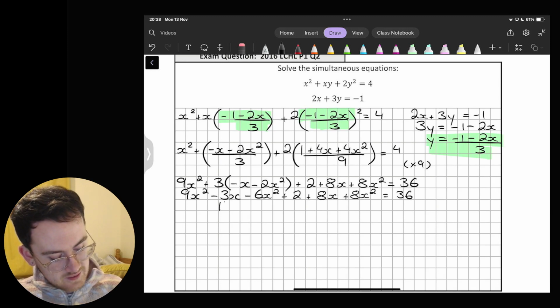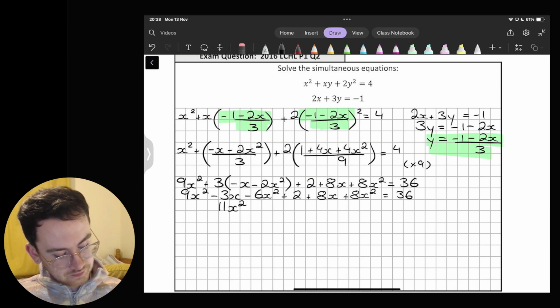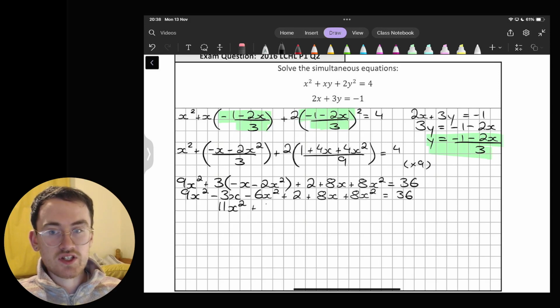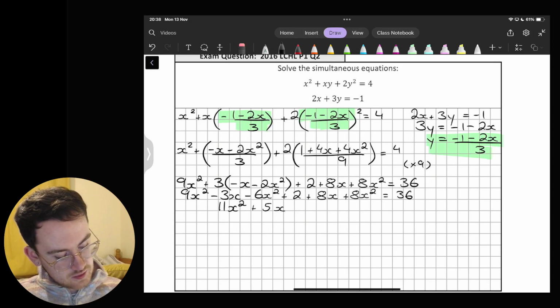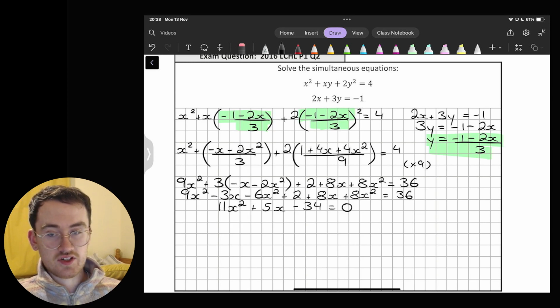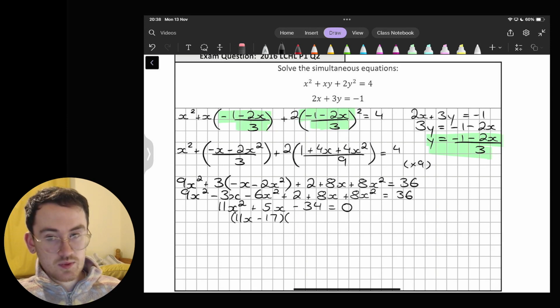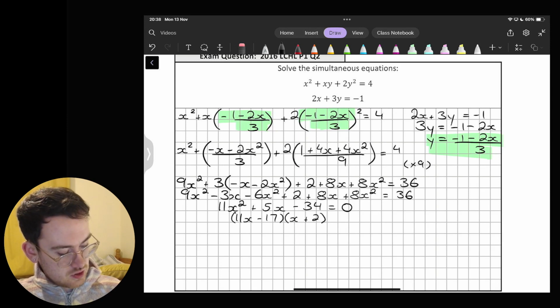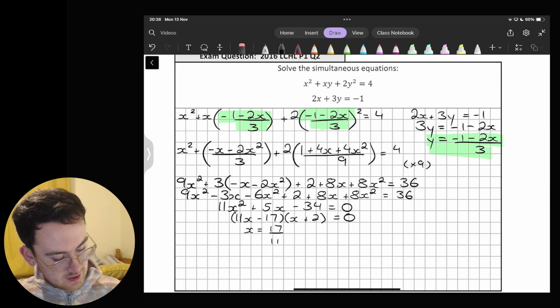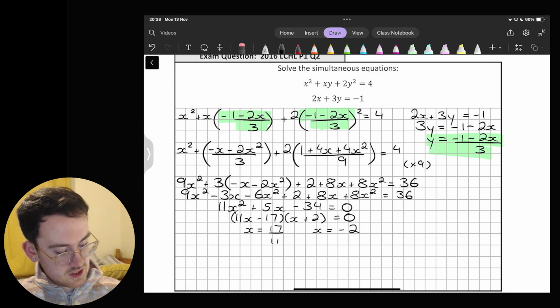So I'm getting 11x squared in total. In terms of my x's, I'm getting plus 5x. And in terms of my numbers, I'm going to get minus 34 when I bring this over to the other side here. Okay, so factorizing that gives me 11x minus 17 and x plus 2. So we get x is equal to 17 over 11, and x is equal to minus 2.